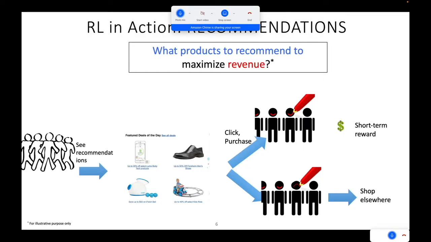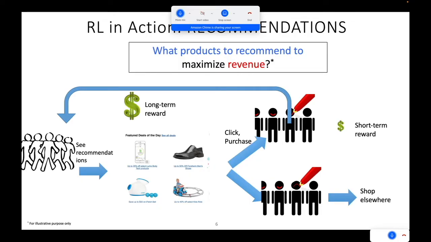Now, the customer might buy it once, but they may not buy for a long time in future. They may not even come back to the site. For example, if the product is not really of good quality, they may not come back to the site. So the other way, if you're really optimizing for long term, would be to recommend a really good product, something which may not give us an immediate value.